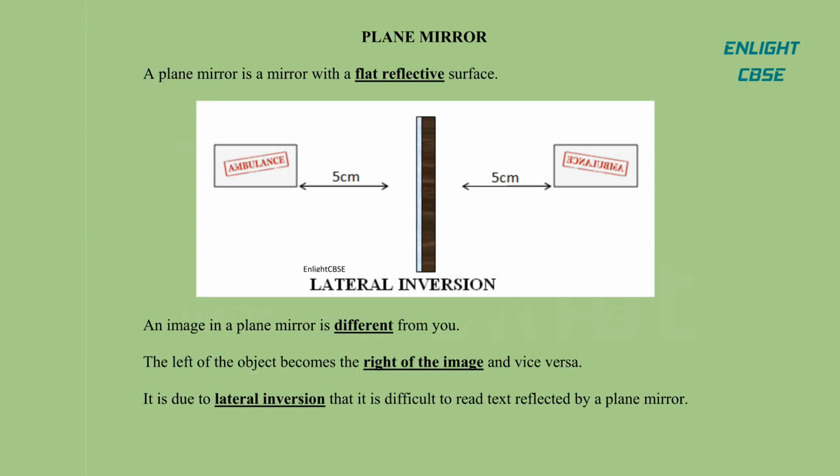What is a plane mirror? A plane mirror is a mirror with a flat reflective surface. What is the nature of the image formed by a plane mirror? An image in a plane mirror is different from you. The left of the object becomes the right of the image and vice versa. It is due to lateral inversion that it is difficult to read text reflected by a plane mirror.